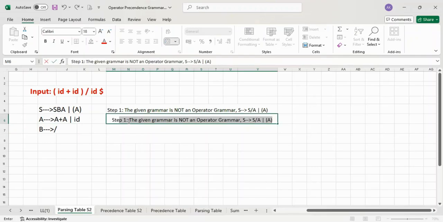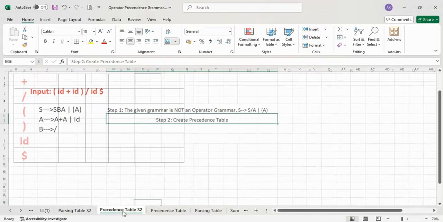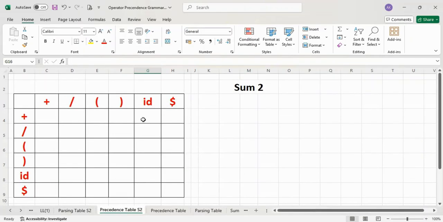Step 2. What is step 2? Step 2 is to create precedence table. The second step is to create precedence table. Let us understand how a precedence table is created. So this is my precedence table.